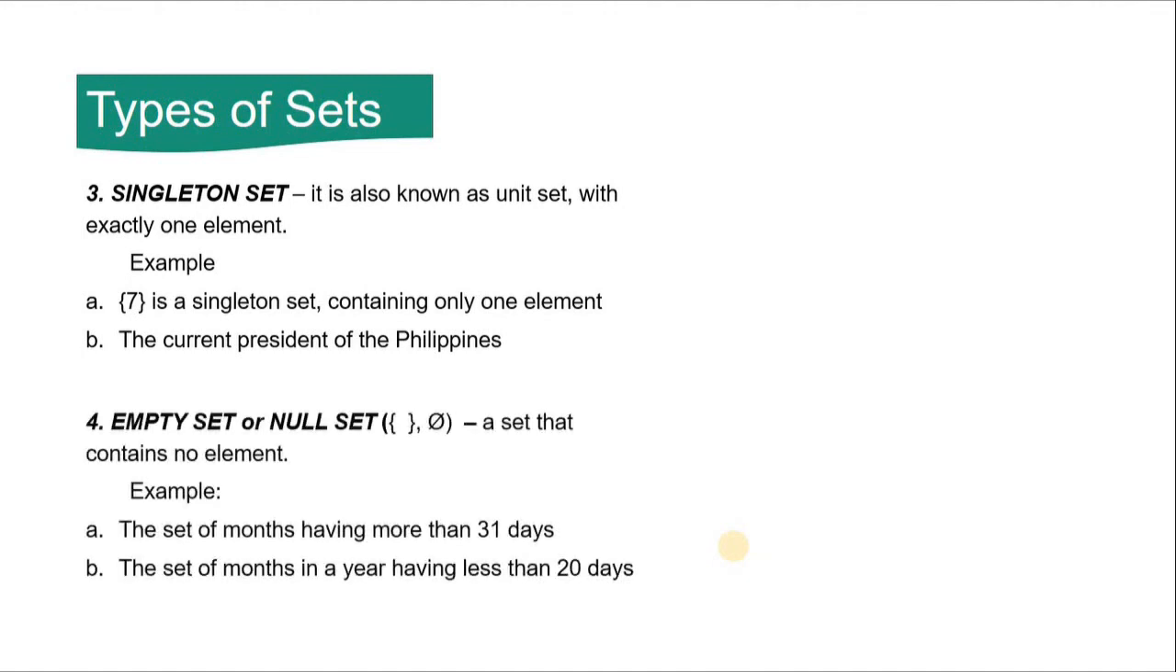Another one is the empty set or null set. That's a symbol we are going to use in the representation of empty set or null set. It is a set that contains no elements. For example, the set of months having more than 31 days. Siyempre, wala, di ba? So the set of months in a year having less than 20 days. So empty set or null set.